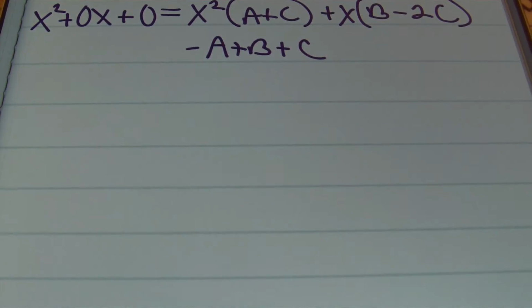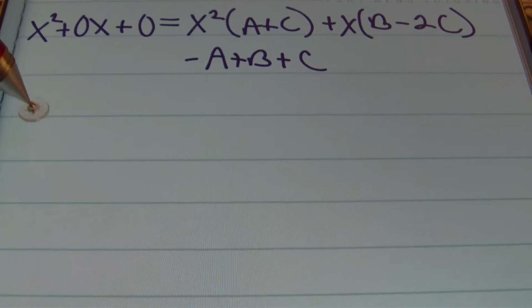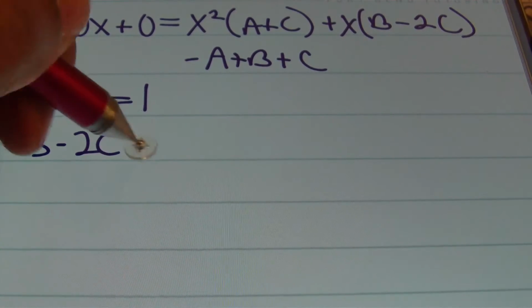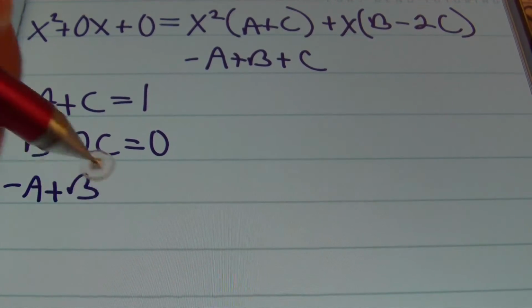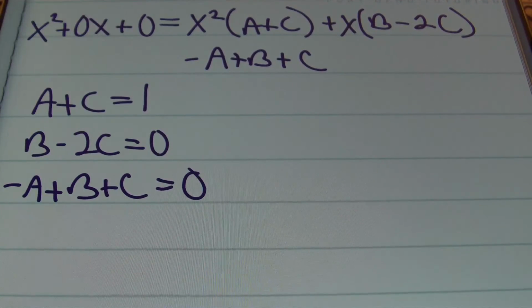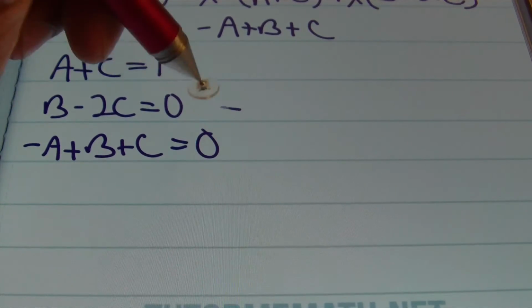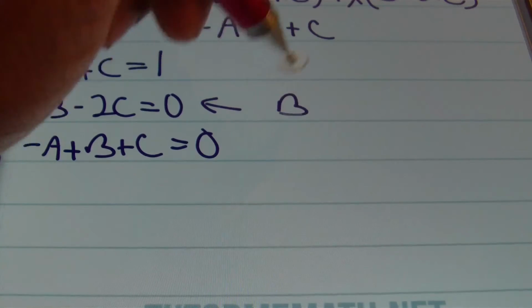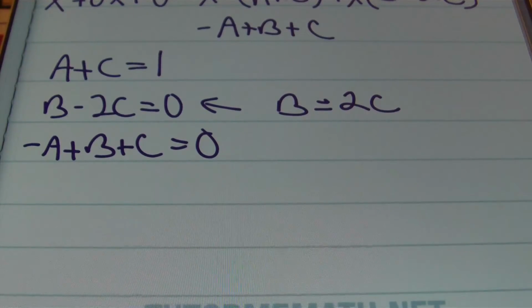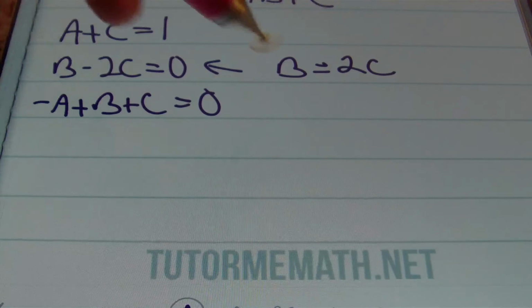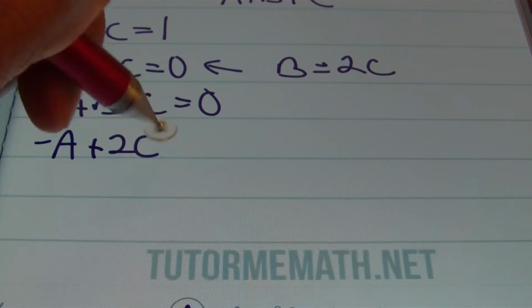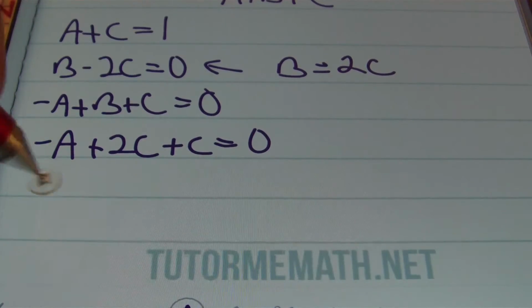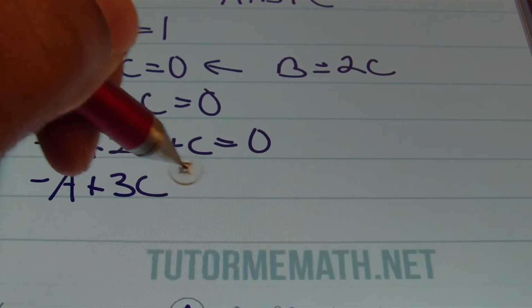So my system of equations will be a plus c equals 1, b minus 2c equals 0, and negative a plus b plus c equals 0. What I'll be doing from here is taking this middle equation and solving for b. That will tell me that b is equivalent to 2c, right? Once I have that, I'll be plugging in 2c for b in the third equation. So this becomes negative a plus 2c plus c equals 0, which tells me that negative a plus 3c equals 0.